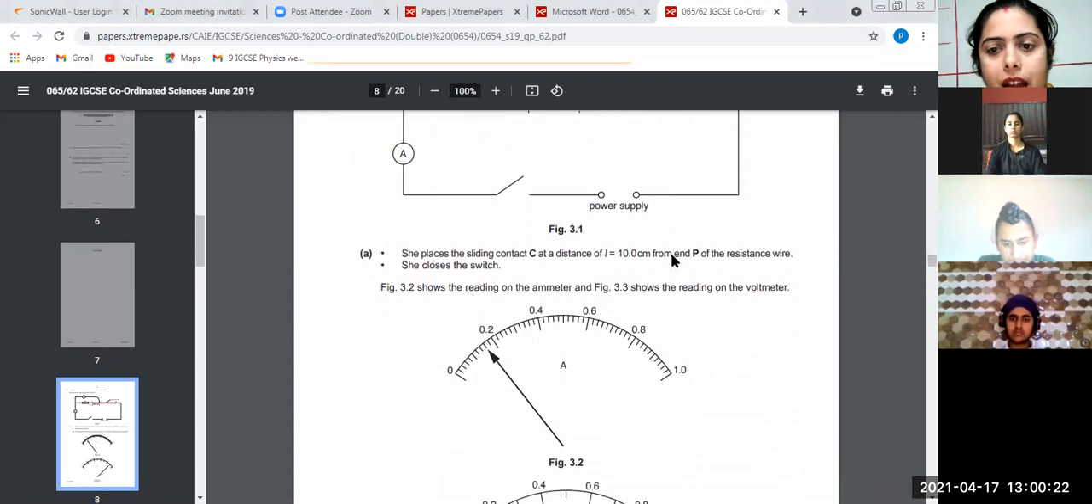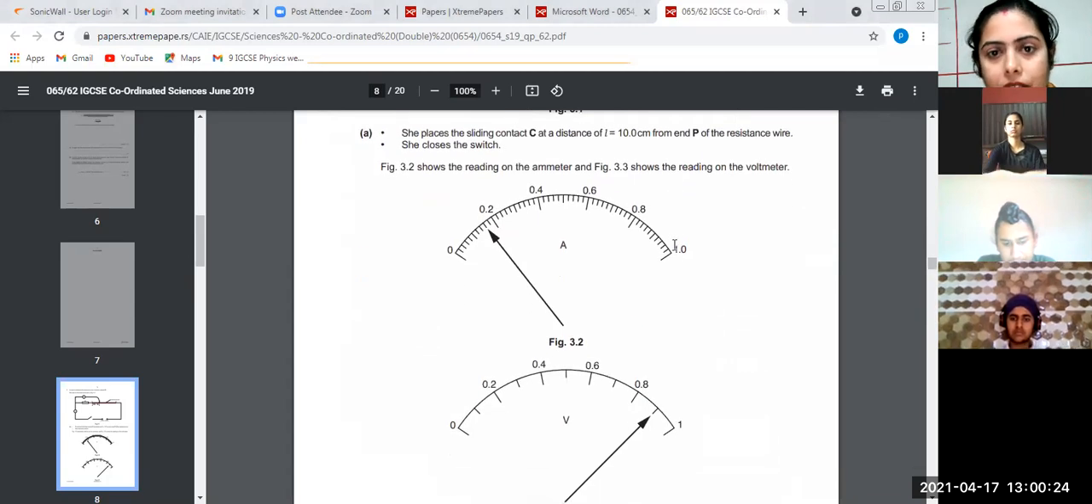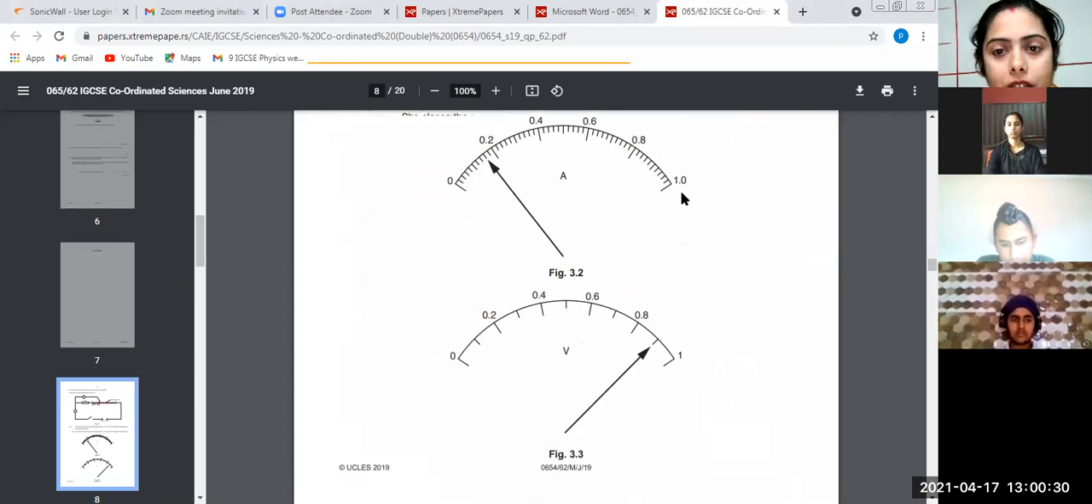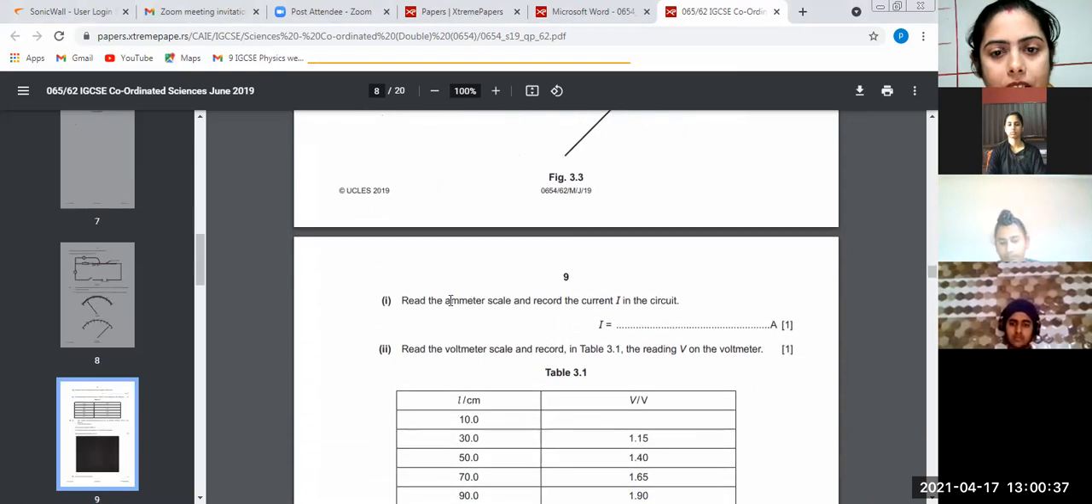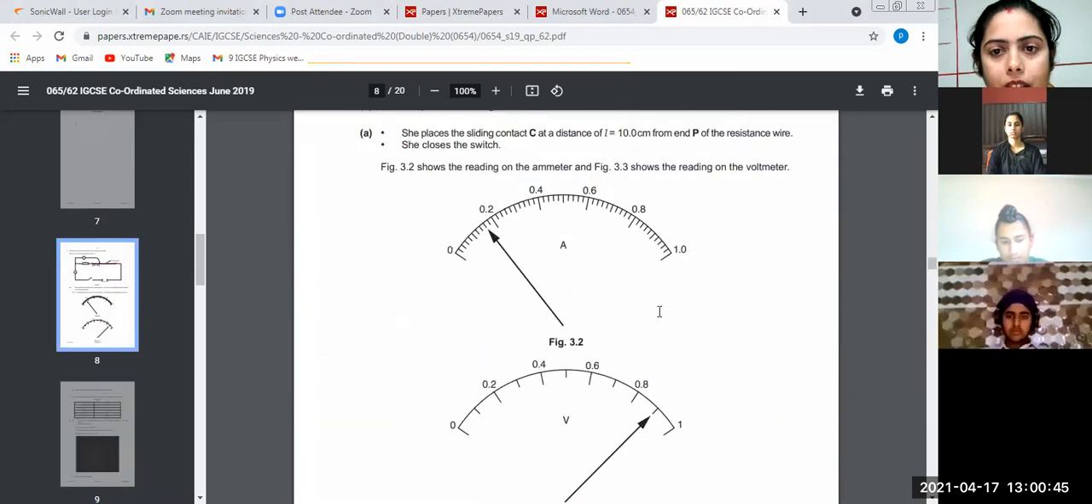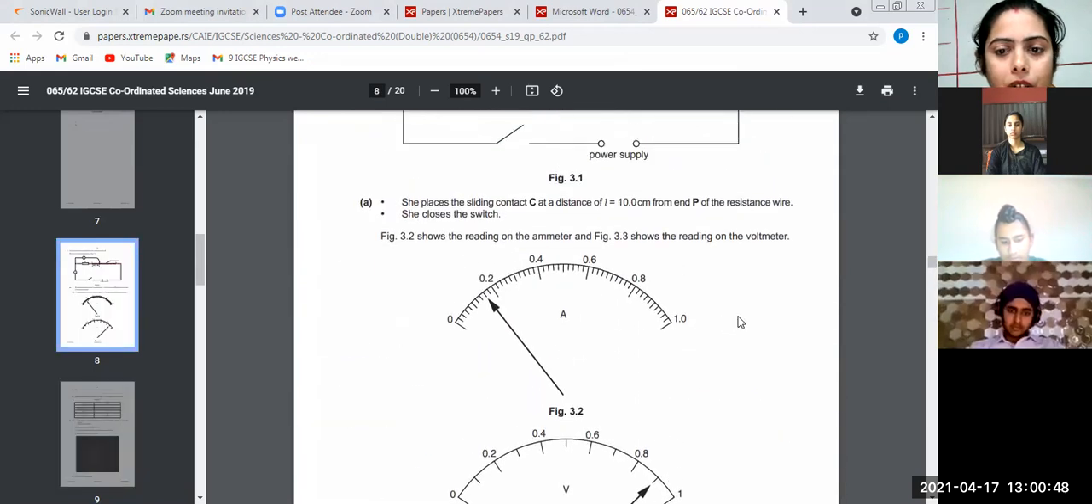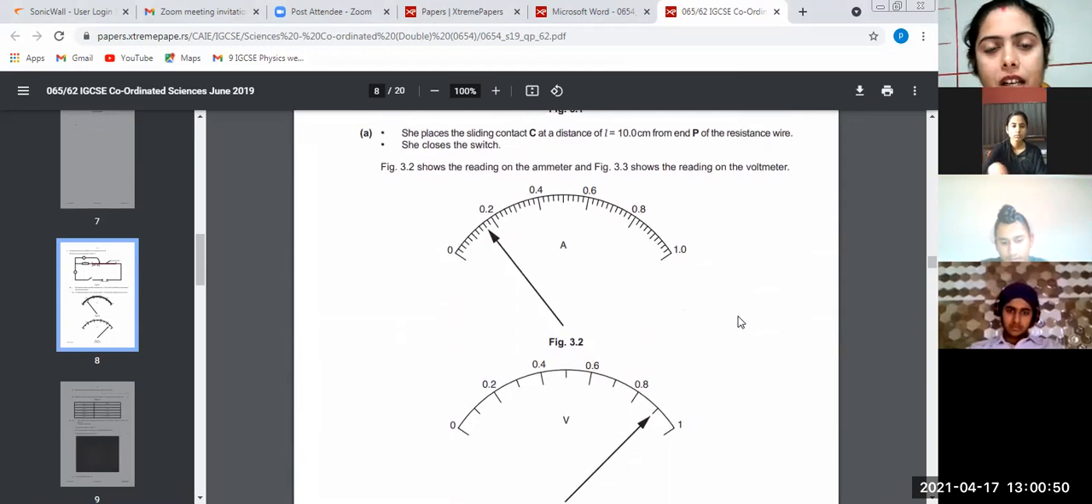Now the question is that in this case, when she read the readings from the ammeter and voltmeter, it is in front of you. A diagram is given of ammeter and voltmeter. Okay, we will come back to the diagram. Question number 1, read the ammeter scale and record the current. You have to check the ammeter scale again and record the current. So okay, I am bringing back the ammeter. Okay. So please check the current and raise your hand.